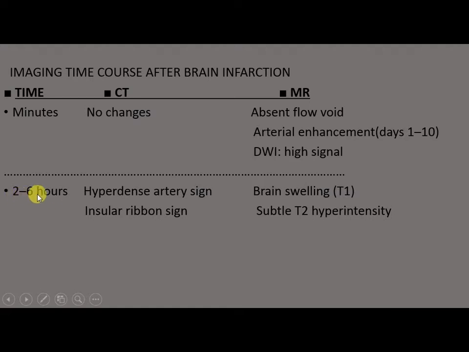Within 2 to 6 hours, the CT becomes abnormal, with a hyperdense arterial sign. Hyperdense arterial sign and insular ribbon sign can also be seen in middle cerebral artery infarction. Later, inshallah, we will talk about the insular ribbon sign. In MRI, within 2 to 6 hours, there is brain swelling, which manifests as low T1, with subtle T2 hyperintensity.